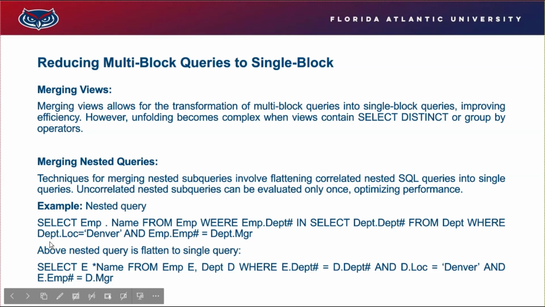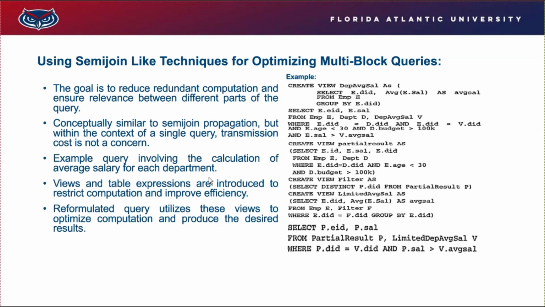Here is one such example. The above one is a nested query, and when it is flattened into a single query, it is shown like this. Using semi-join like techniques for optimizing multi-block queries, the goal is to reduce redundant computation and ensure relevance between different parts of the query.